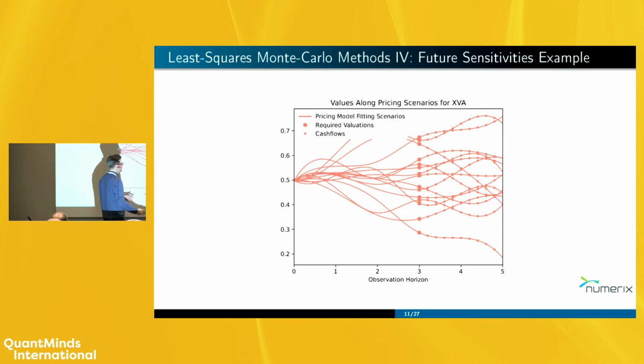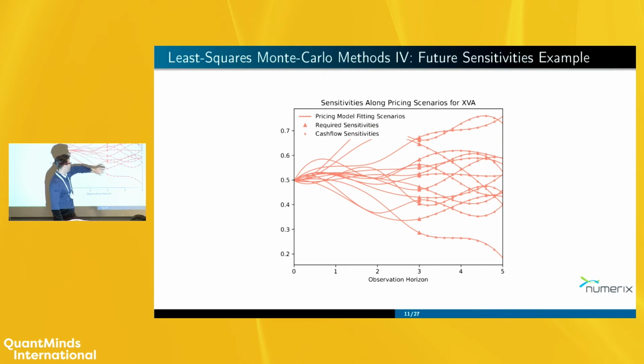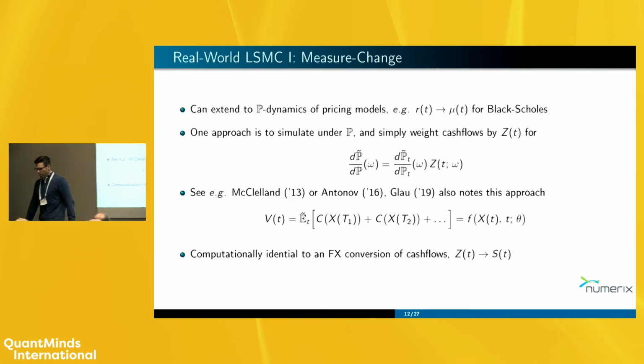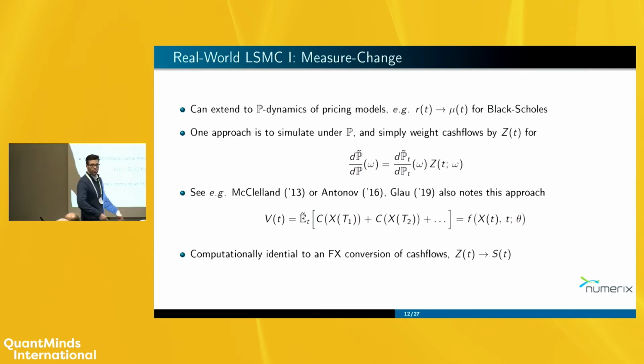All right, so how would it work? We've seen that we can push out our cash flows and project them back. Now we will just be projecting out our cash flow sensitivities, little triangles, projecting them back for big triangles, which would be our value sensitivities. That's also pretty straightforward. Okay, so we know how least squares Monte Carlo works for values and sensitivities. Now let's try and get them to work for risk model scenarios.